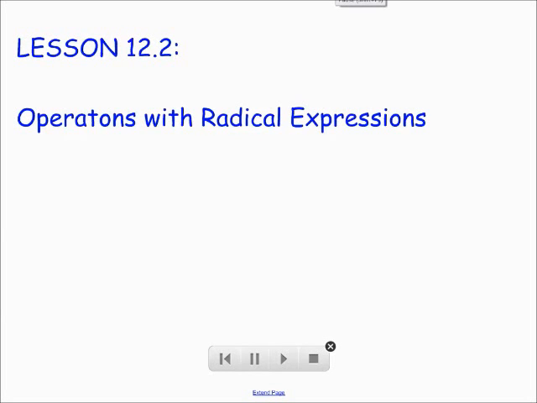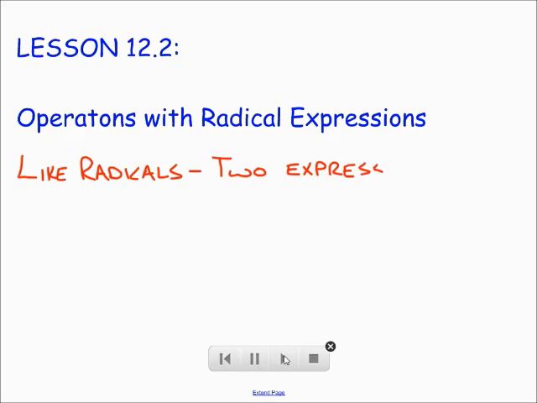All right, let's continue on with operations with radical expressions today. One key term we've got to know going into this lesson is what like radicals are. Again, you can find this definition on page 716. Put it into my own words here. Two expressions that have the same radicand, we would call those like radicals.